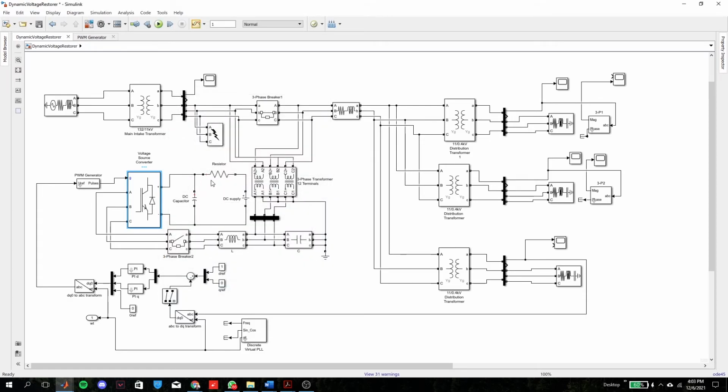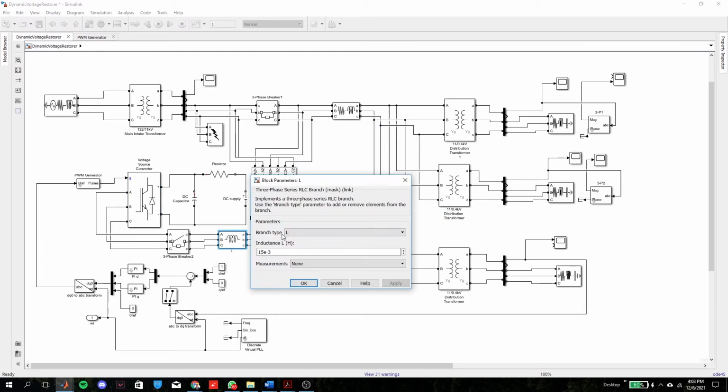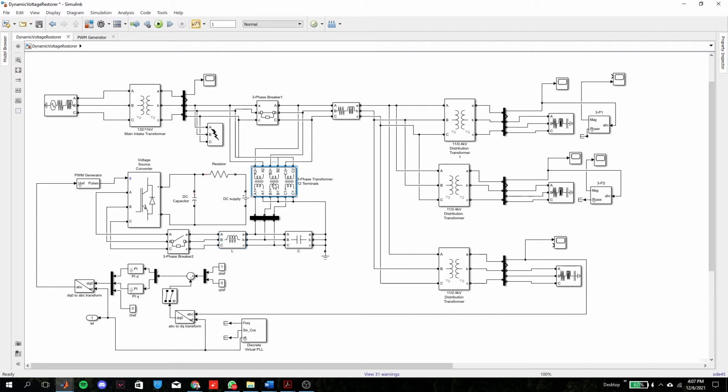The voltage source converter receives energy from the energy storage circuit, which consists of a DC capacitor, resistor, and DC supply. The LC filter is used to eliminate the harmonic distortion caused by the switching of the voltage source converter. Finally, the voltage is injected into the system through the injection transformer.